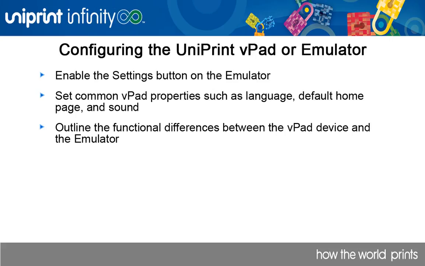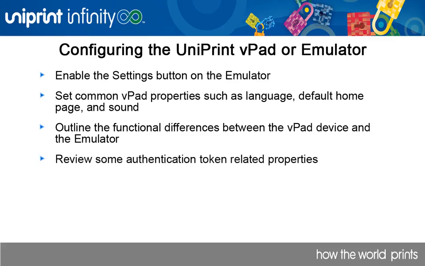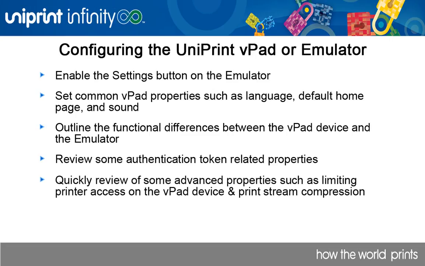We'll go through some of the functional differences between the vPad device and the emulator, since not all settings and features apply to both. Since multi-factor authentication is popular, we'll go through some properties that are related to authentication tokens, such as smart cards and key fobs. And finally, we'll quickly go through the properties that need to be set in order to limit which printers a user has access to on the vPad device, and how to implement print stream compression.